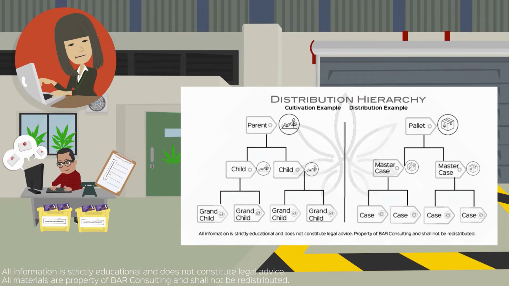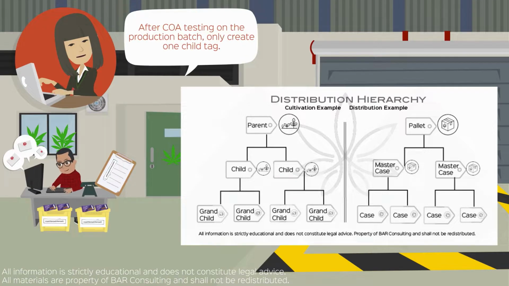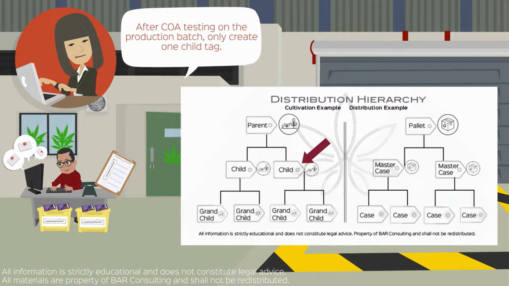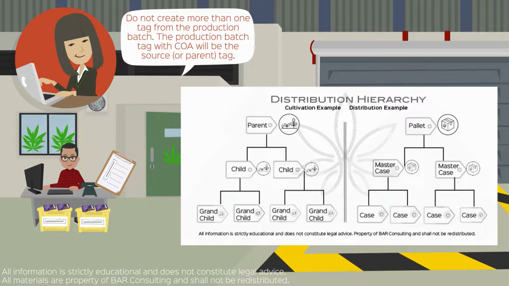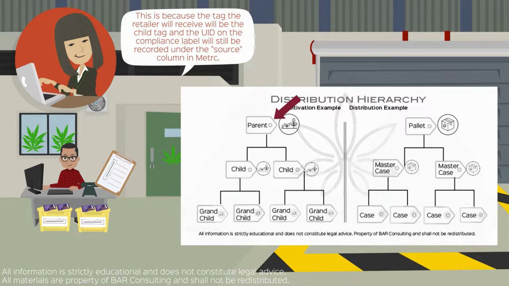What I recommend is after your COA test on the production batch to only create one child tag after this step. I attached a diagram to reference the child versus parent source tag relationship. Do not create more than one tag from the production batch. The production batch tag with the COA will be the source or parent tag. The reason for this is because the tag the retailer will receive will be the child tag.